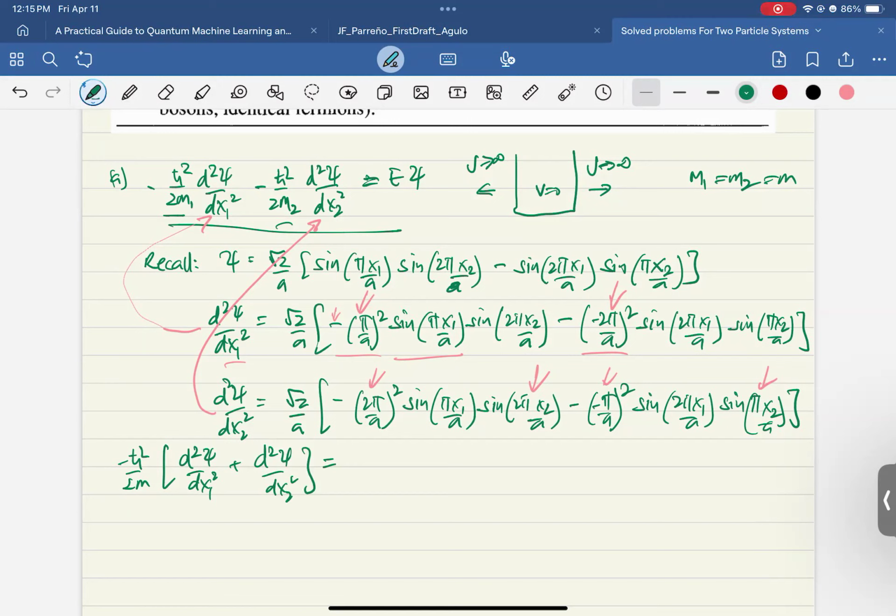Okay, so let's see. So we have etong terms na ito.